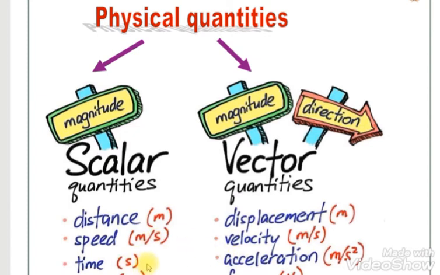If you measure the length of a line, you will say that the line is 2 centimeters long or 50 centimeters long, and you will stop. You don't need to mention its direction. So the scalar physical quantity is a quantity that can only describe an amount or magnitude of a measuring unit, but it does not include any direction.